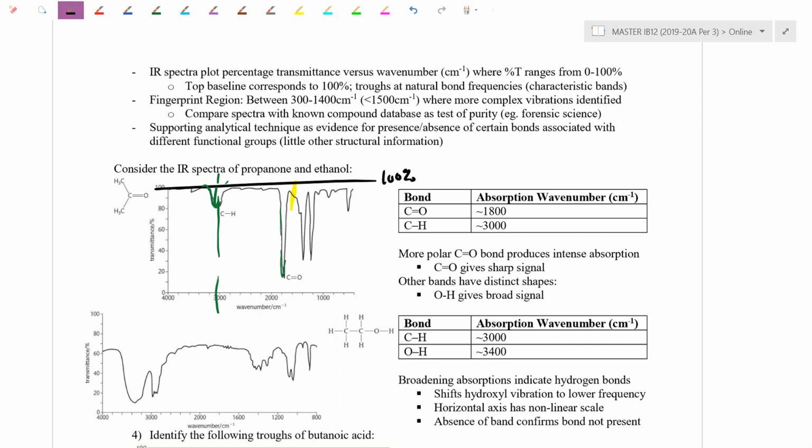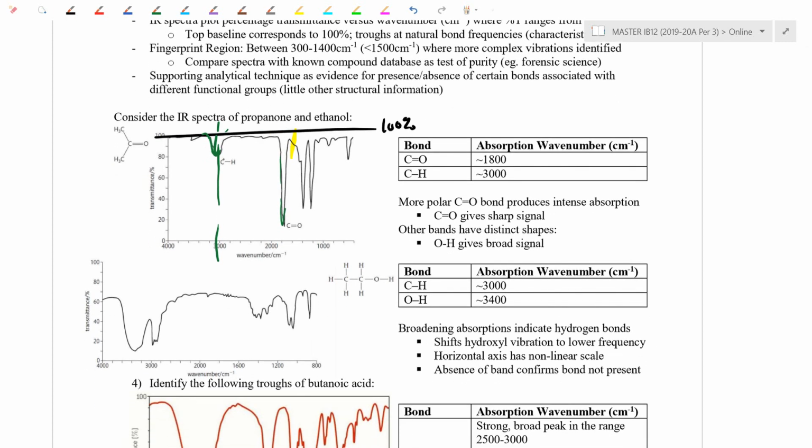Remember, IR radiation, sure, it's good to tell maybe what bonds are present, but it's much more useful to actually tell what bonds are not present. So for example, we saw the OH is supposed to have a broadening absorption. We're supposed to get this sort of widening of the peak. If I'm not seeing that widening here, I can actually say probably no OH in this first molecule here.